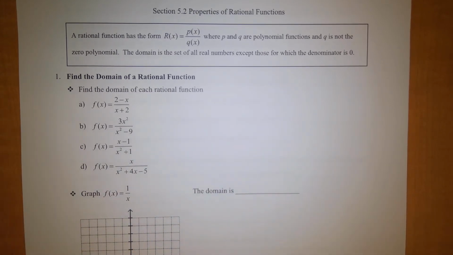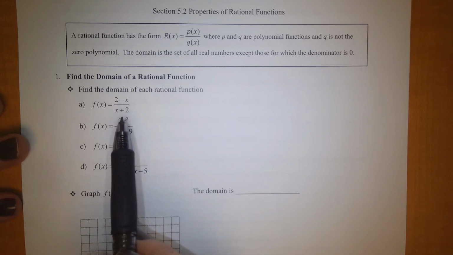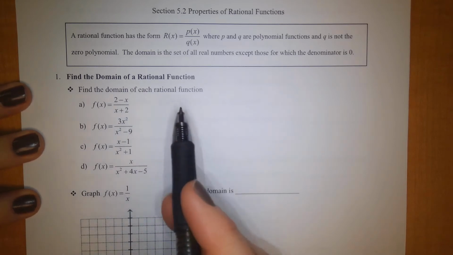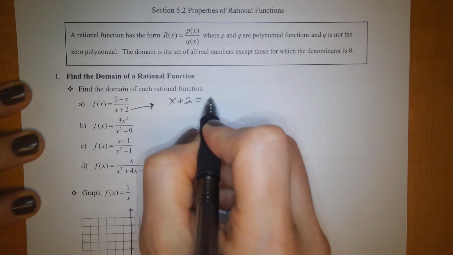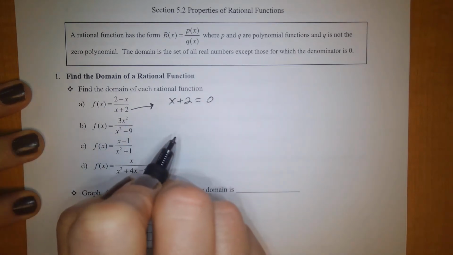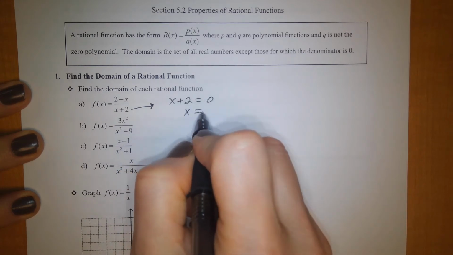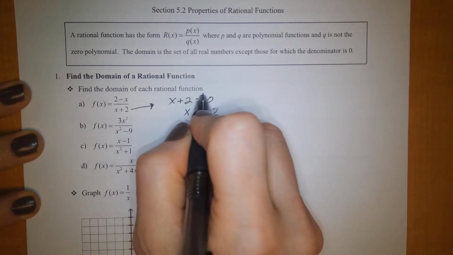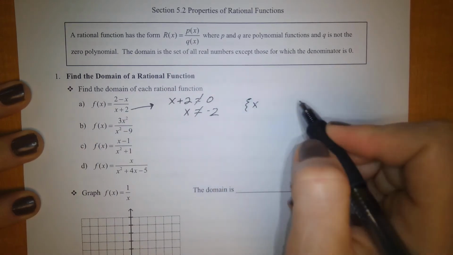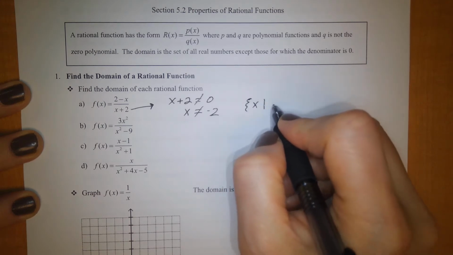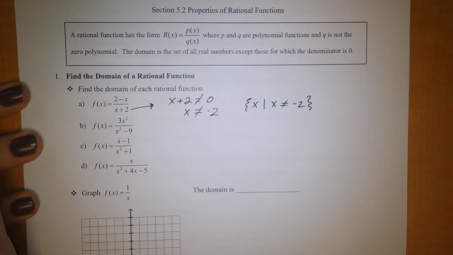In the first example, part A, we have a function f of x equal to 2 minus x divided by x plus 2. Clearly, the denominator cannot be 0. So x plus 2 can never be 0. If I solve this for x by subtracting 2 from both sides, you're going to find that x cannot be negative 2. So my domain is listed as the set of all x's such that x is not negative 2. But x can be any other real number.